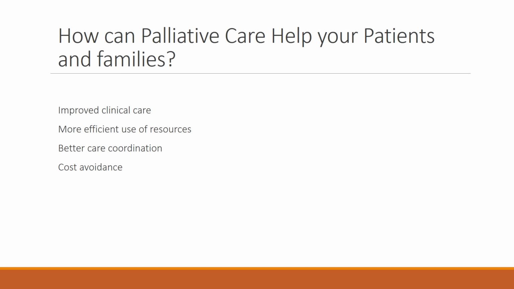How can palliative care help your patients and families? Improved clinical care can help to assess and manage symptoms, help establish goals of care, and provide assistance to caregivers. More efficient use of resources available to patients and care providers, with better care coordination reducing hospital admissions and bringing the care back to the home and outpatient facilities. It can also assist in enrolling patients in hospice when needed. Cost avoidance: multiple studies have shown that palliative care can save money not only for healthcare facilities, but for patients and families as well.